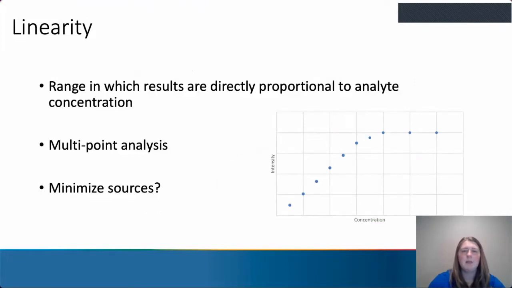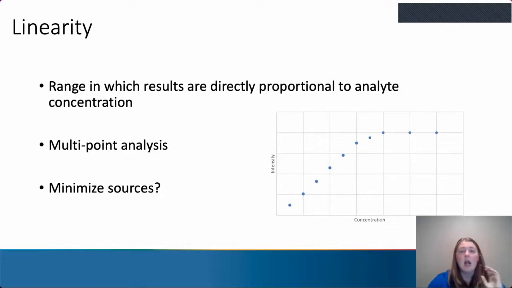The next characteristic is linearity. The range over which you get a signal is called the dynamic range, and the range where the signal is proportional is called the linear range. It's also referred to as linearity. This is important when you have a multi-point calibration curve.